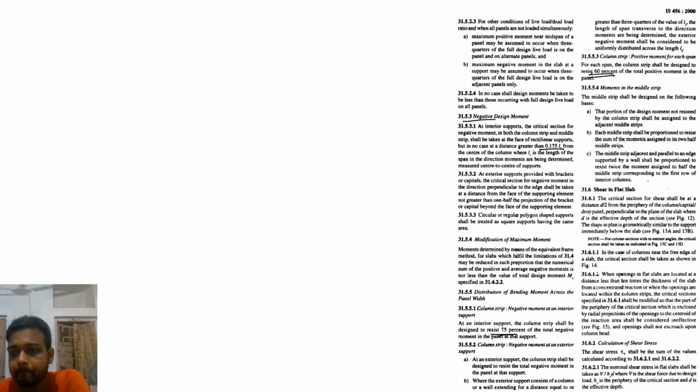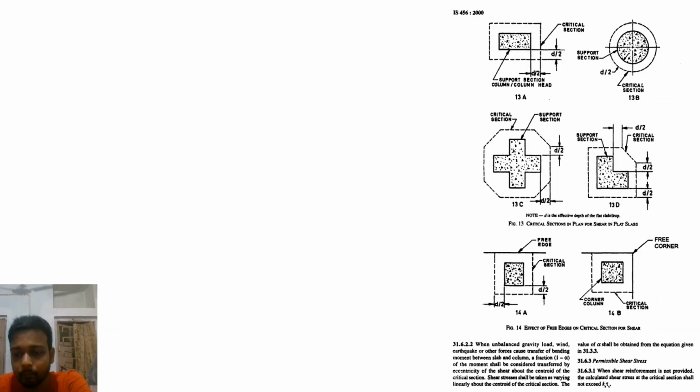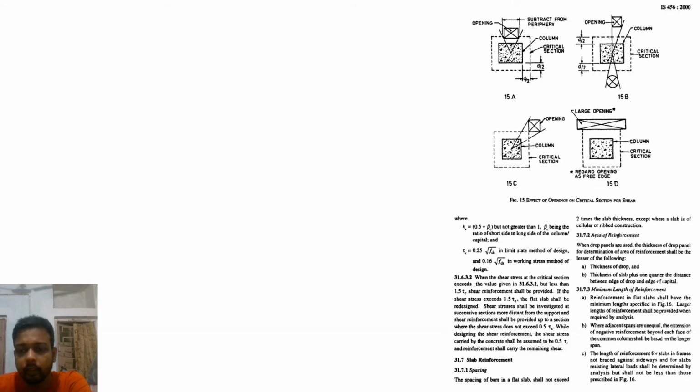This is very important. Shear in the flat slab: the distance should be d by 2. In a column or beam, this is the d, but for a slab it is d by 2. Shear stress tau v shall be the value calculated according to V by b naught d. Permissible shear stress: here the formula is tau equal to 0.25 root fck for limit state method, and 0.16 root fck for working stress method. Sometimes they ask questions from here, someone asked from here. So kindly remember which one is for limit state method and which one is for working stress method.